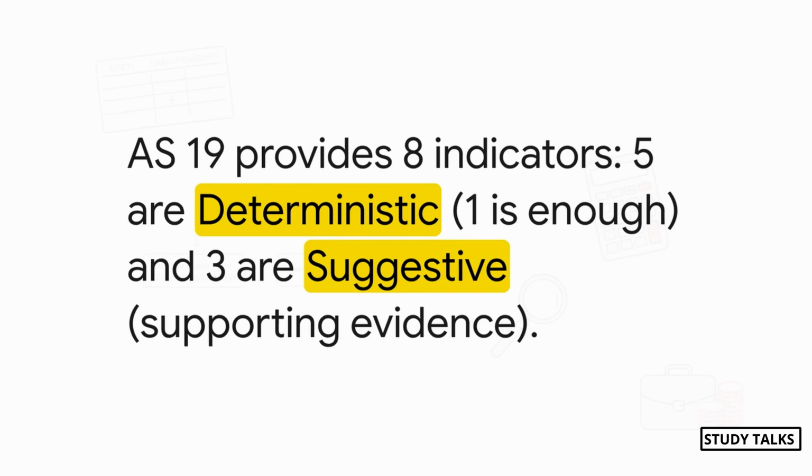So how do we decide which bucket it falls into? Well, AS19 gives us a checklist of 8 indicators. Now, this is crucial. They are not all created equal. 5 of them are what we call deterministic. If even one of these is true, the debate is over. It is a finance lease, full stop. The other three are suggestive. They just provide some extra evidence to support your conclusion.